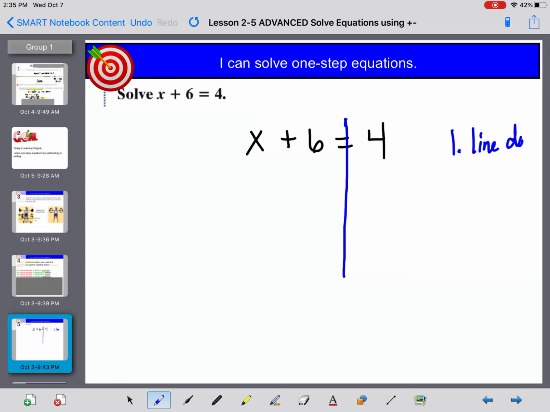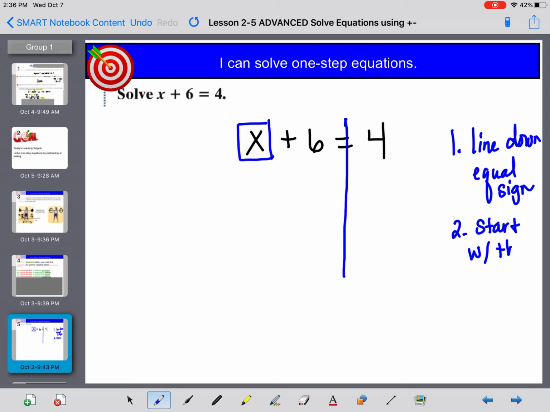Step 1, you put a line down the equal sign. The reason that you put a line down the equal sign is so you can visually see that what you do to the left side, you must do to the right side of that line, because that line is where your equal sign goes, always. Next, find your variable. That's the side you're going to work with. Start with the side containing the variable.